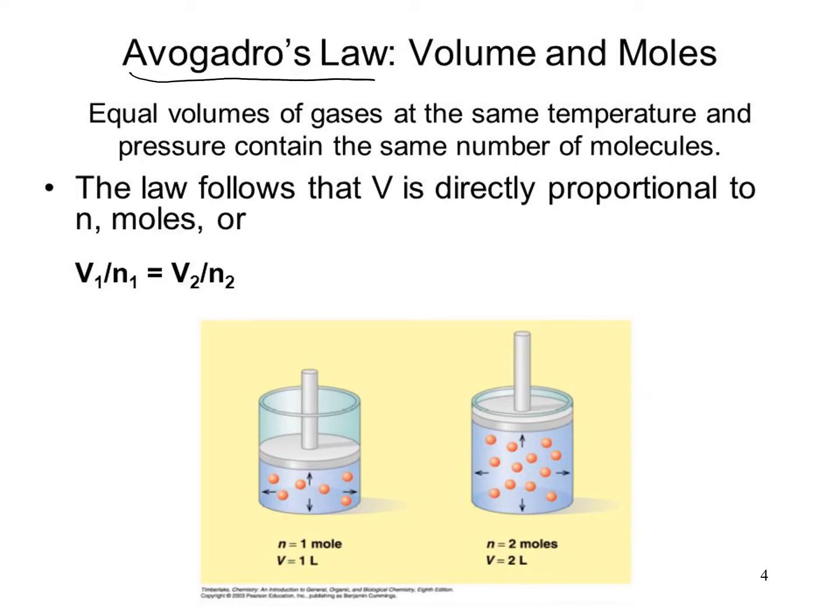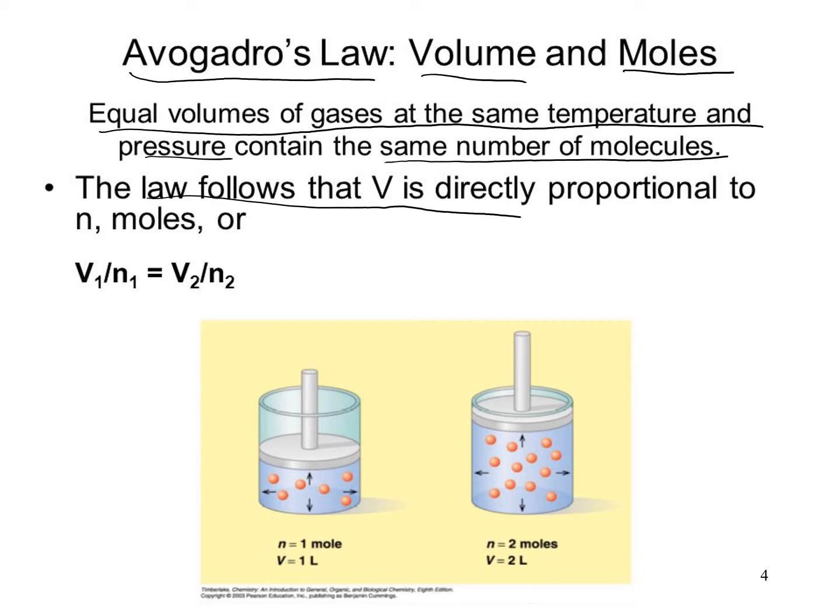Avogadro's law relates volume and moles. As we said, equal volumes of gases at the same temperature and pressure contain the same number of molecules. We can also say the law follows that volume is directly proportional to quantity in moles, or using the formula V1 divided by N1 is equal to V2 over N2.